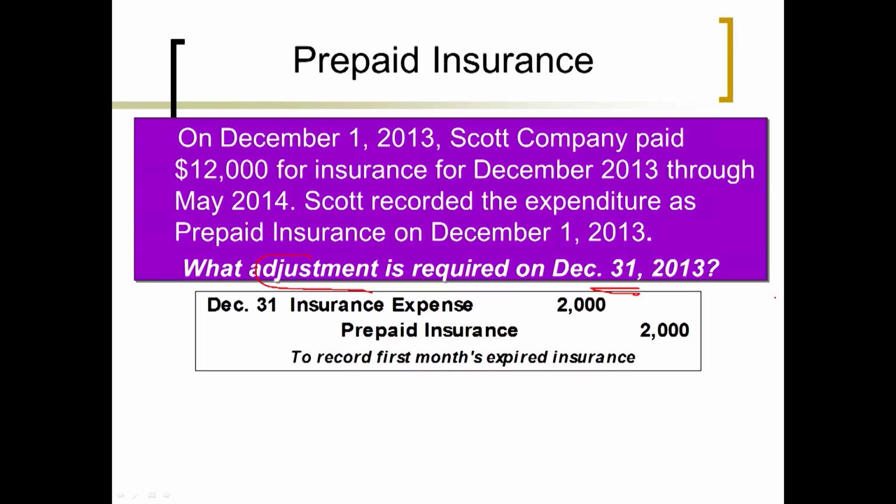Remember, this is a different example. But they need to decrease their prepaid insurance by $2,000 at the end of December because they bought this at the beginning of December. And the coverage begins December 1st.